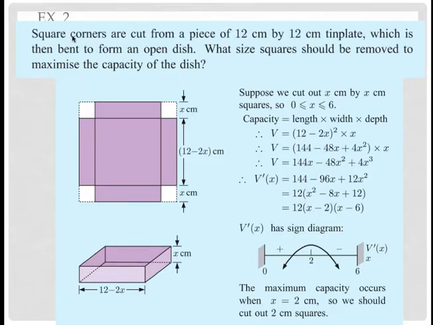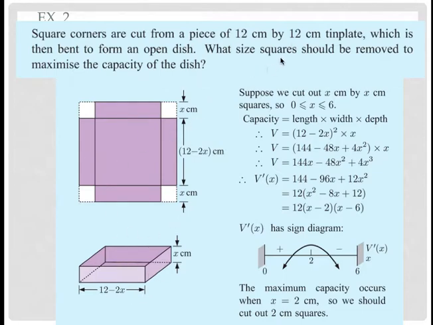Okay, we have square corners cut from a piece of 12 by 12 tin plate, 12 centimeter by 12 centimeter tin plate, which is then bent to form an open dish. Okay, so we have a square like this. We're going to cut the squares out of it, identical squares. What size squares should be removed to maximize the capacity of the dish? Basically, we're going to fold these up and make a box that looks like this.